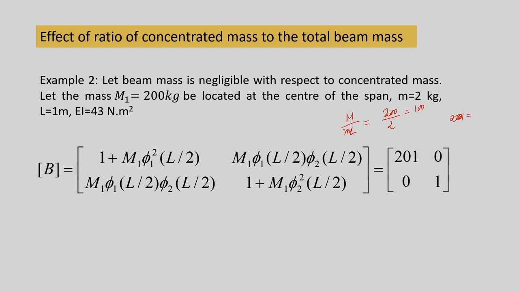So the concentrated mass is 100 times more. Here we constitute the B matrix as we have done earlier. The elements are 1 plus m1 phi 1 square, m1 phi 1 phi 2, m1 phi 1 phi 2, and the last element is 1 plus m1 phi 2 square. Due to the presence of heavy mass, the first element B11 is 201, and the other elements, the 1, is very negligible compared to this. The off diagonal elements are 0 because the mass is placed at the nodal point.